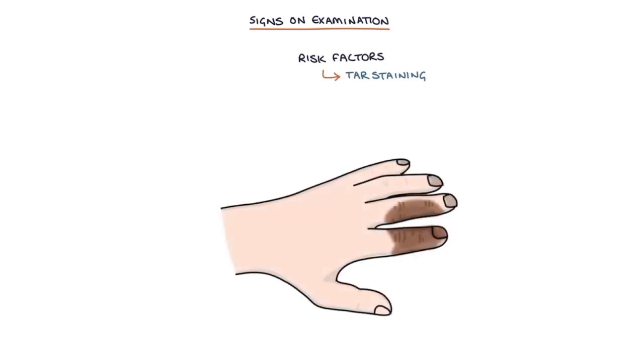Next, let's talk about the signs of peripheral arterial disease on examination. You can look for the risk factors for peripheral arterial disease, such as tar staining on the fingers, which can indicate smoking, and xanthomata, which are yellow cholesterol deposits on the skin, indicating hyperlipidemia.